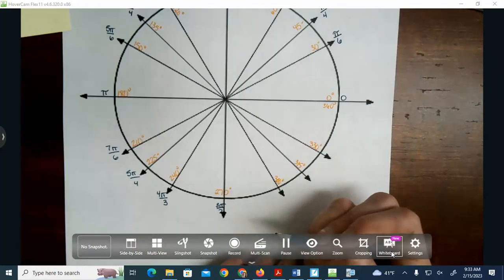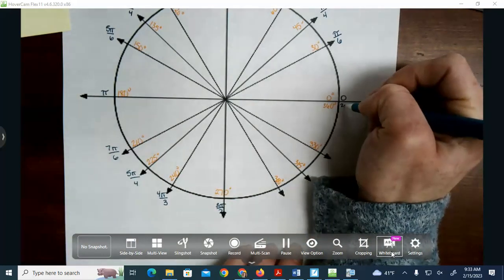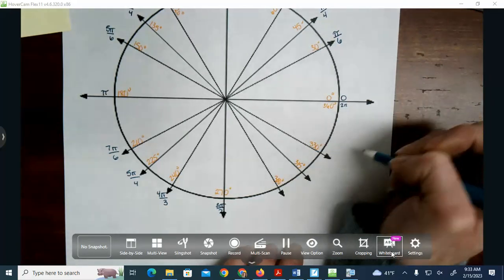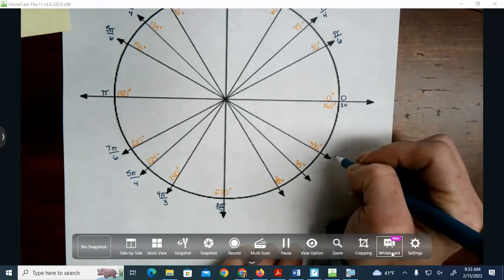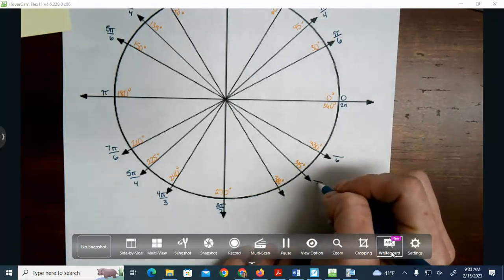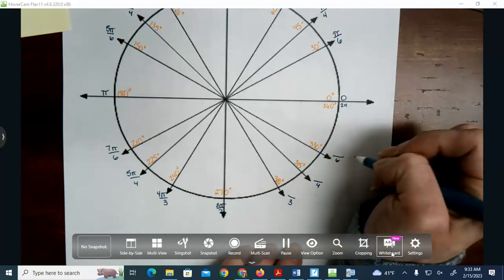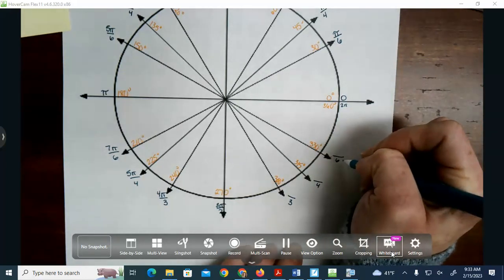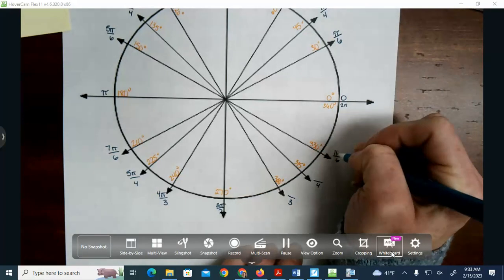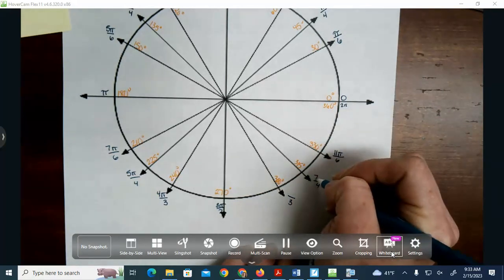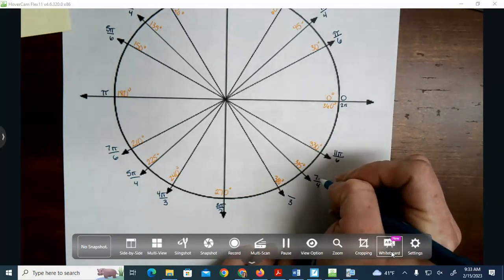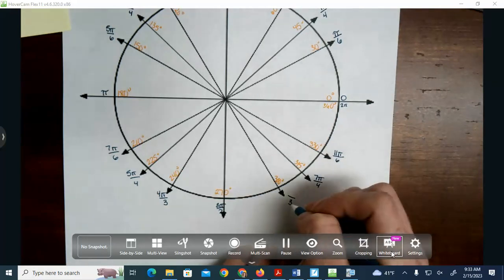And then the fourth quadrant. 360 is the same as 2 pi, so you could label it as either. What was the pattern in the fourth quadrant? Double minus 1. So double 6 would be 12, minus 1 is 11 pi over 6. 4 times 2 minus 1 is 7 pi over 4. 3 times 2 is 6, so 5 pi over 3.